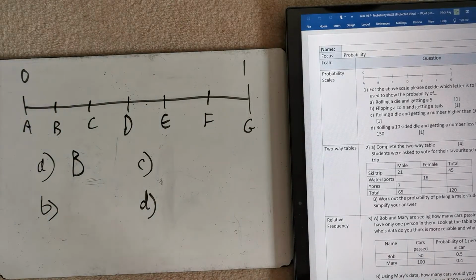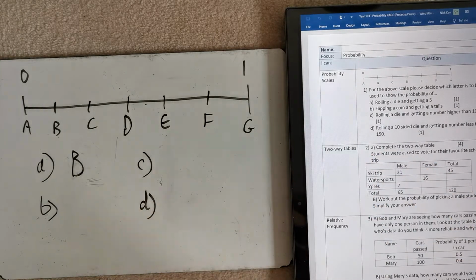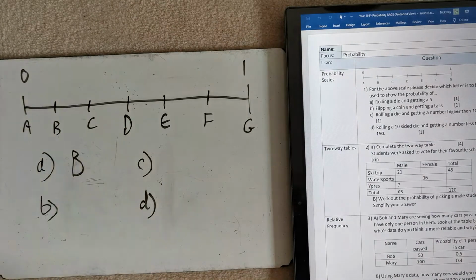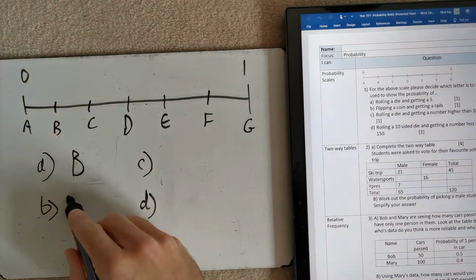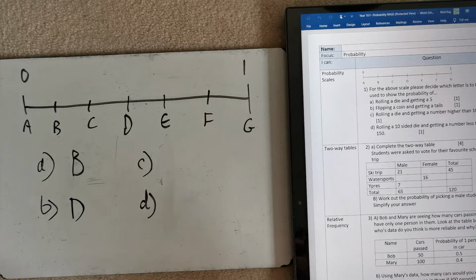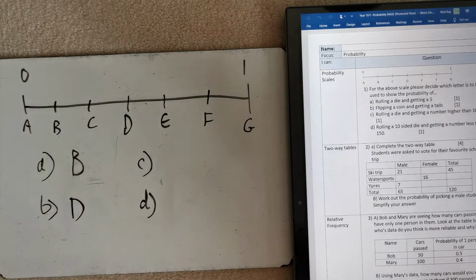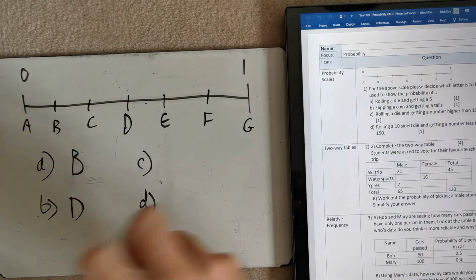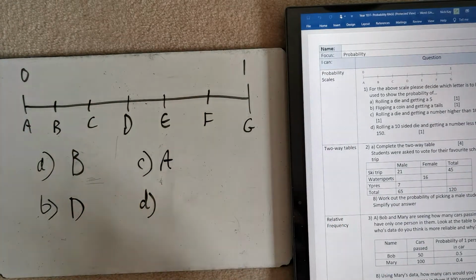Question B, flipping a coin and getting a tails. That's of course a half chance. What's exactly halfway down our probability scale? It'd be D. Rolling a die and getting a number higher than 10. Well, you can only get numbers 1 to 6, so it's completely impossible. What's impossible? It's down here at 0, so that'll be A.